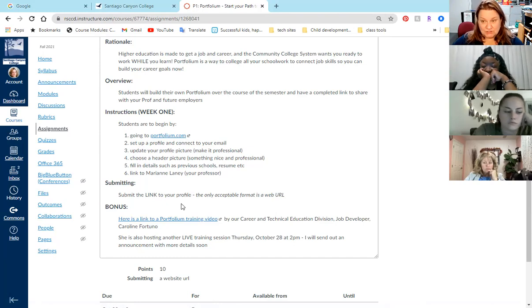By the end of the semester, you are going to have this built, and ultimately all of your classes can go in here. Think of it as a folder. Another good reason to have this is that if for some reason your computer takes a hike, all your work that you've uploaded is in portfolio.